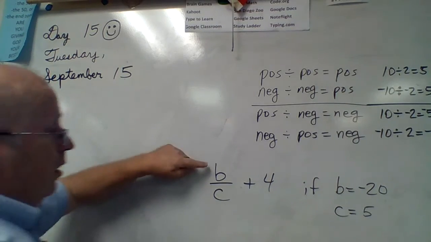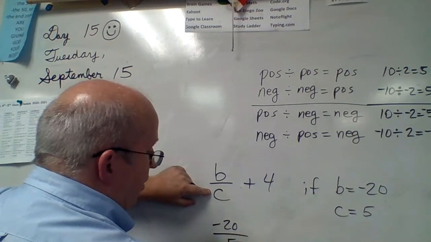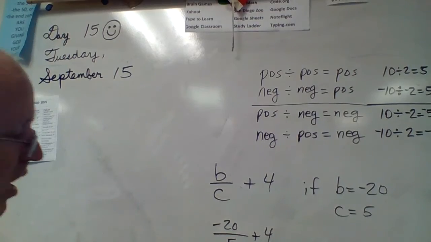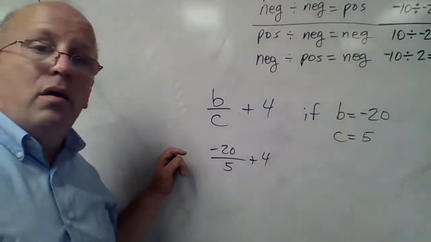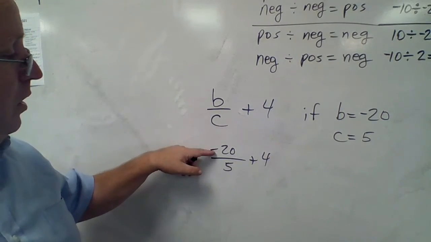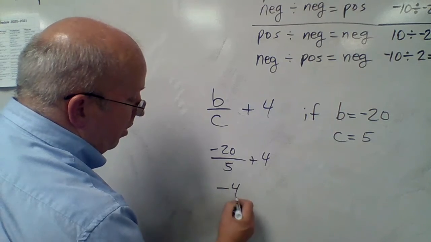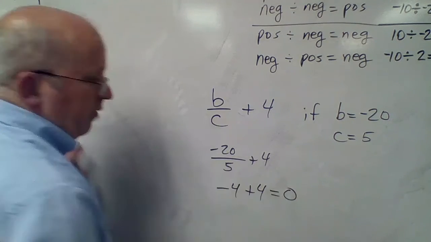Well, let's put the negative 20 here. Let's put the 5 here. What is negative 20 divided by 5? Oh, it's off the screen. Okay, there we go. If B is negative 20 and C is 5, this would simplify to negative 4. Negative 4 plus a positive 4 gives us an answer of 0.